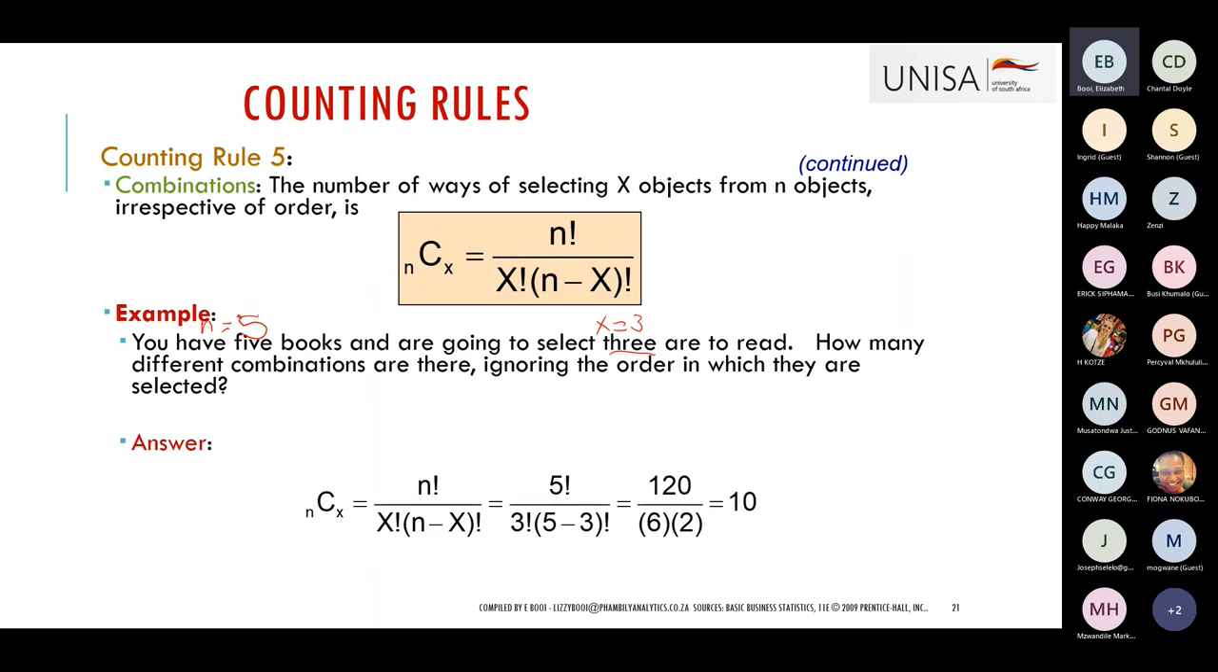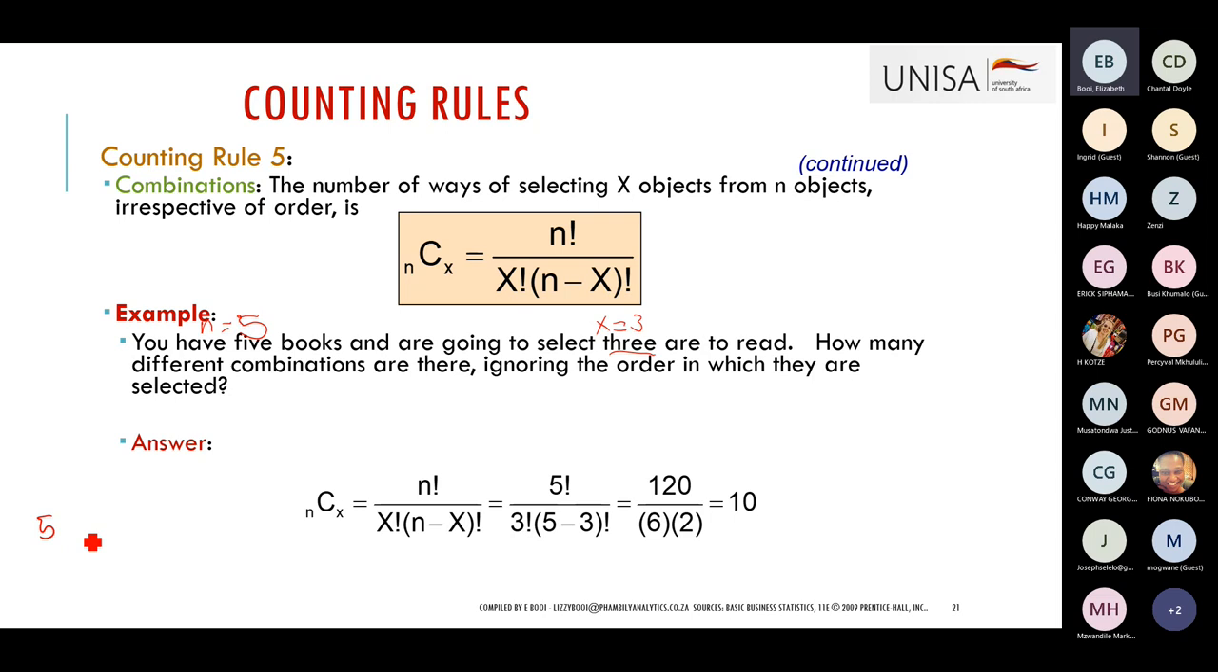On your calculator also, look for NCR. Usually it's next to your permutation. It's also written as NCR, and on your Casio it will be on a division. On a Sharp calculator it will be on button number 5. And that you do the same.